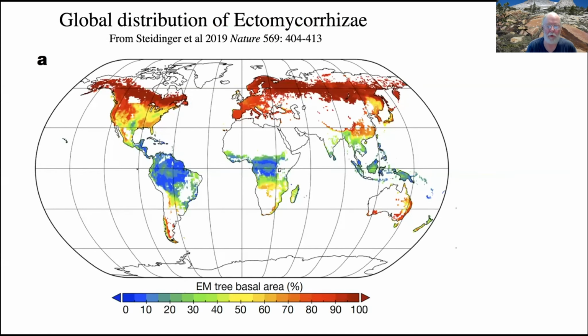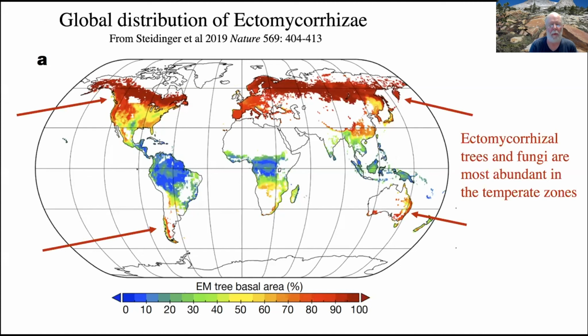If we look at the global distribution of ectomycorrhizae, the color bar here shows what it looks like. Basically they're most abundant in the temperate zones. And that's true both in the north, especially the north temperate zone, but also in the southern temperate zone. We can get them in the tropics too, but they're just less abundant there. Most tropical trees are not ectomycorrhizal, but there are a few that are, and I'll come back to those.